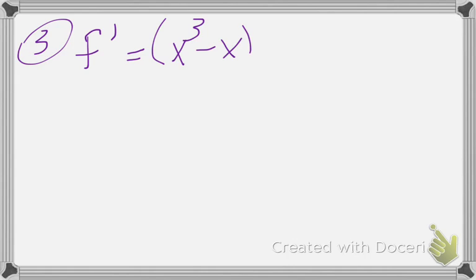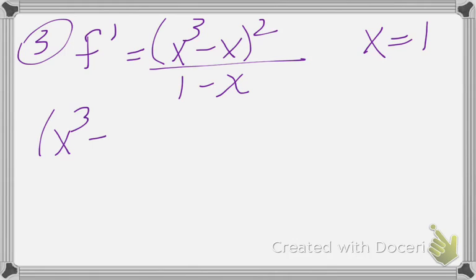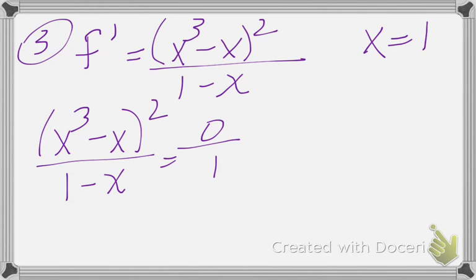Okay, let's go to number 3. They gave you the derivative. What a mess. And when is this function increasing? Immediately I am already worrying about x equals 1 because I know it's undefined at x equals 1. So we have to take the derivative and set it equal to 0. Well, they gave us the derivative. We set that equal to 0.